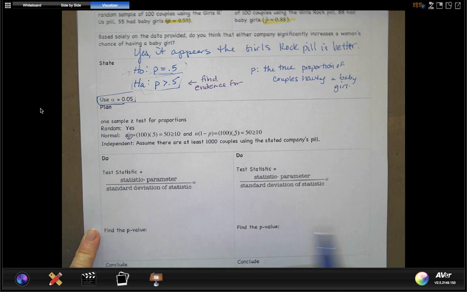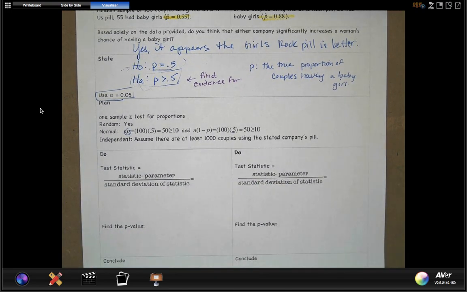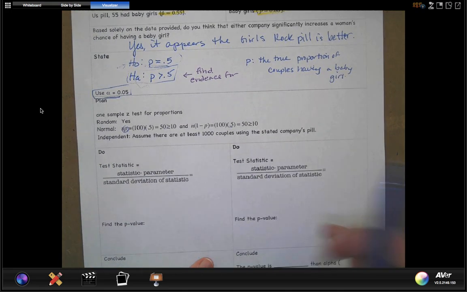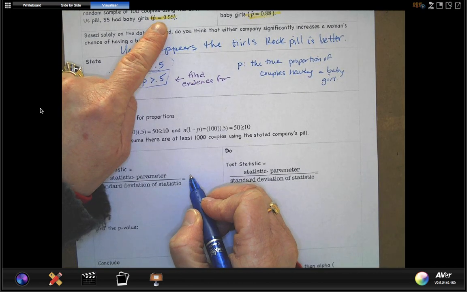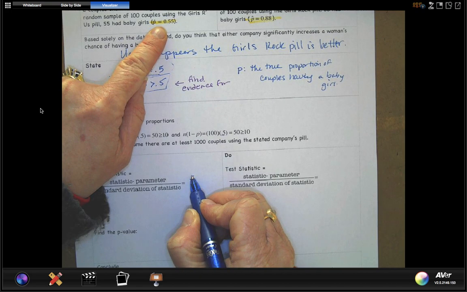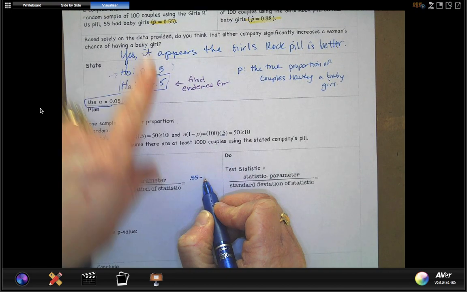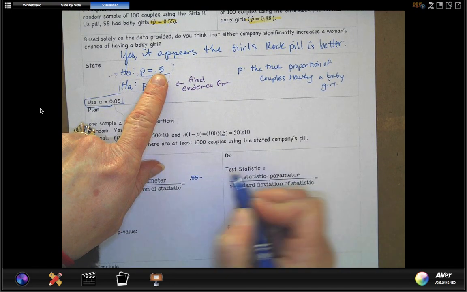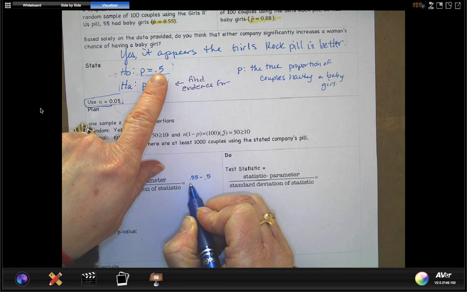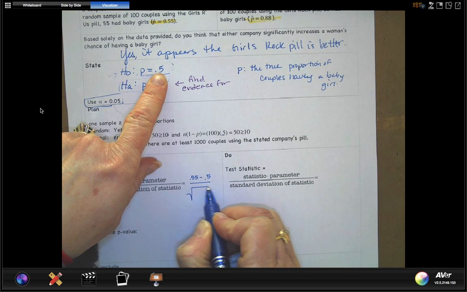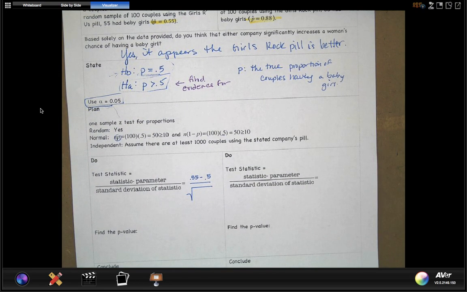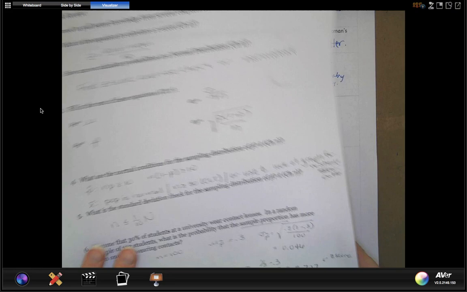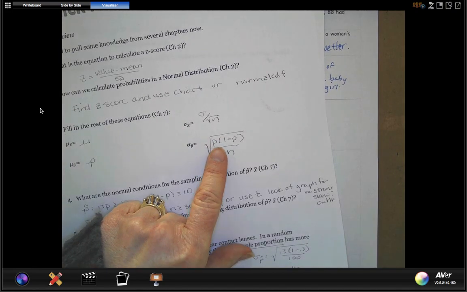Alright, so this is where we're going to recalculate that z-score like we just did. So I'm going to take the statistic. In this case, the statistic, I'm talking about p-hat. So I'm going to take the 0.55 minus the parameter, the population value, I believe it's 0.5, divided by the standard deviation of the statistic. Well, we just talked about how the standard deviation was the square root of p times 1 minus p over n.